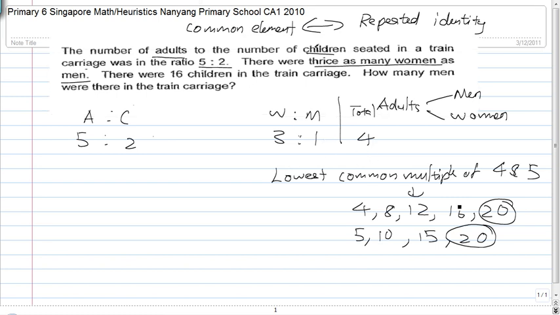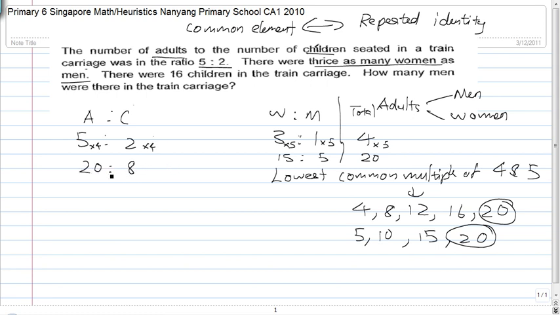So I found the lowest common multiple of 4 and 5. How do I make 4 into 20? I have to multiply by 5. If I multiply by 5 here, I have to multiply by 5 here as well. So 3 times 5 is 15, 1 times 5 is 5. Can you see that 15 plus 5 is also equal to 20? Now I have to make this 5 into 20 as well, times 4. So this is 20, this is 8.